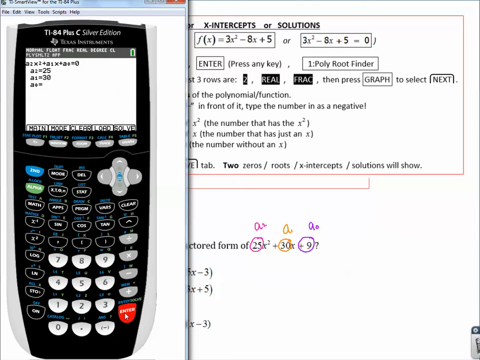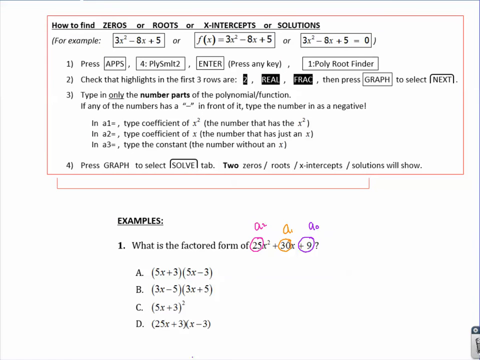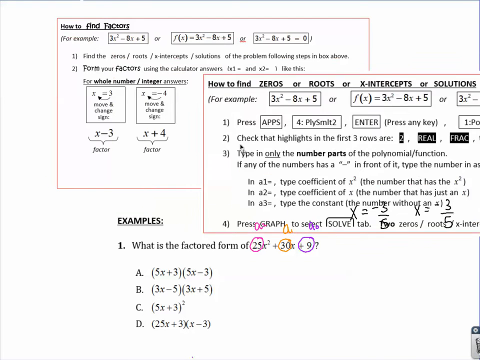30, 9, and then I hit solve and it gives me my zeros. My two zeros are negative 3 over 5 and negative 3 over 5. I want to write those down, and so should you. Negative 3 over 5. Negative 3 over 5.